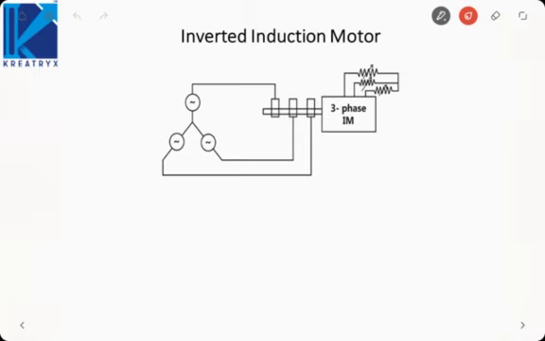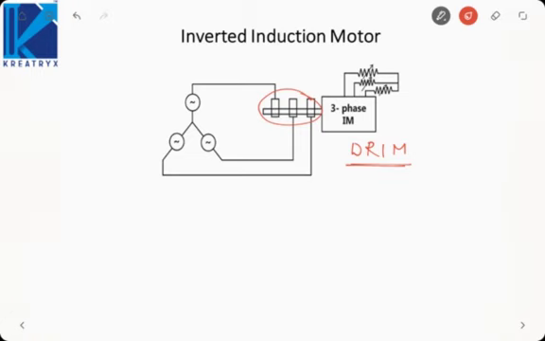Next we come to the inverted induction motor. So an inverted induction motor is nothing but this: we supply the stator with a variable resistance, the stator is connected to a variable resistance, and the three-phase supply is connected to the rotor. The first thing is, if we want electrical connections on the rotor, we need slip rings and brushes. That is only available in the wound rotor induction motor.